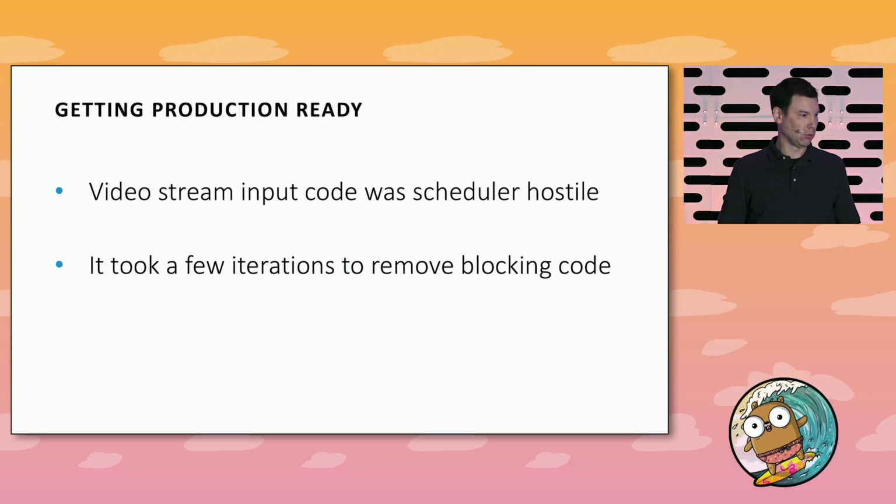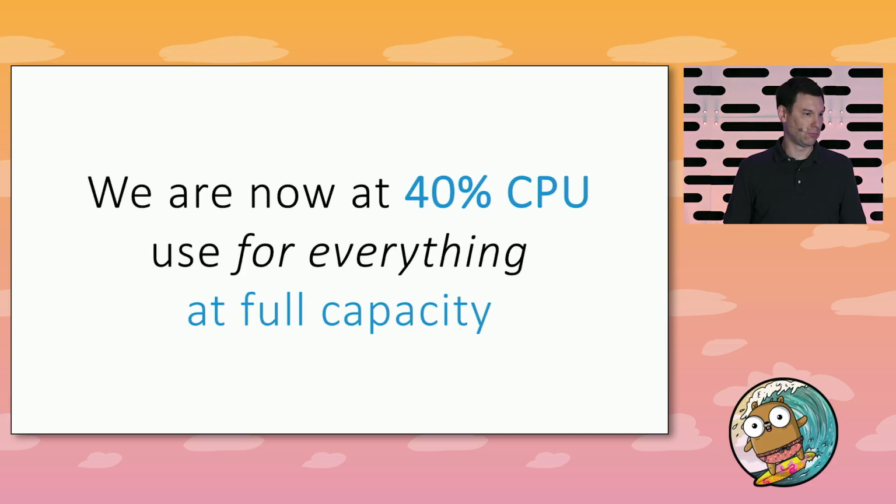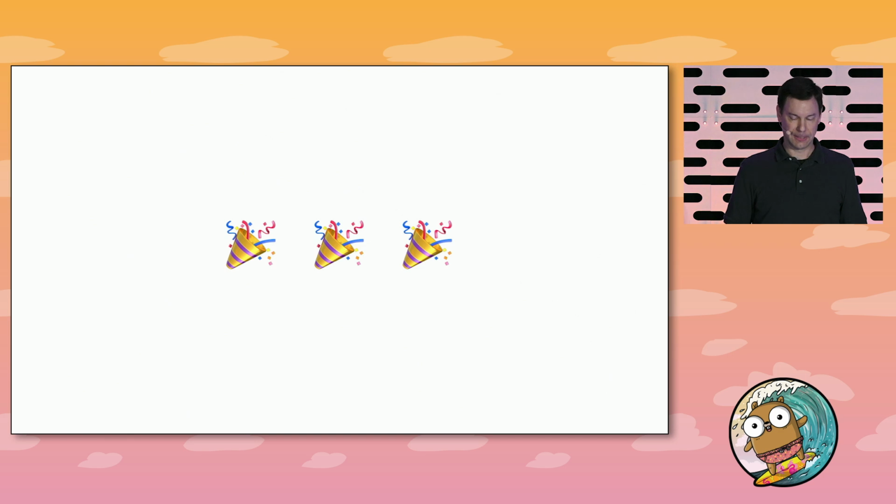We had a completely cold cache, went to full load, and we only had 40% CPU use on the box for all the pumps, the caching software, everything. This was lower than we'd ever seen before. This is a fantastic result. So we're really excited about that. So this is where we're at now.